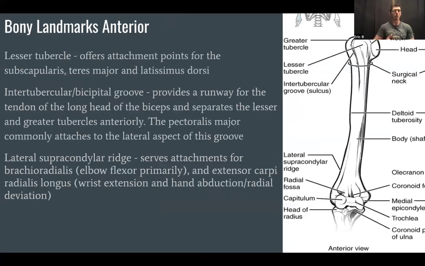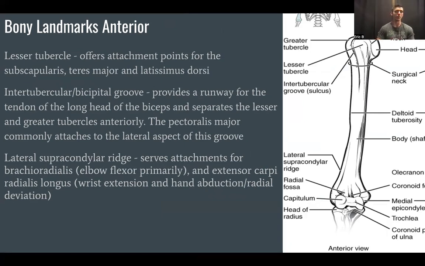So now moving on to the more anterior aspect of the humerus, what we can see is the lesser tubercle. If you were to go onto your shoulder, it's a little hard to palpate, but the lesser tubercle gives rise to attachment points for some muscles. Some that I know are the subscapularis, the teres major, and the latissimus dorsi.